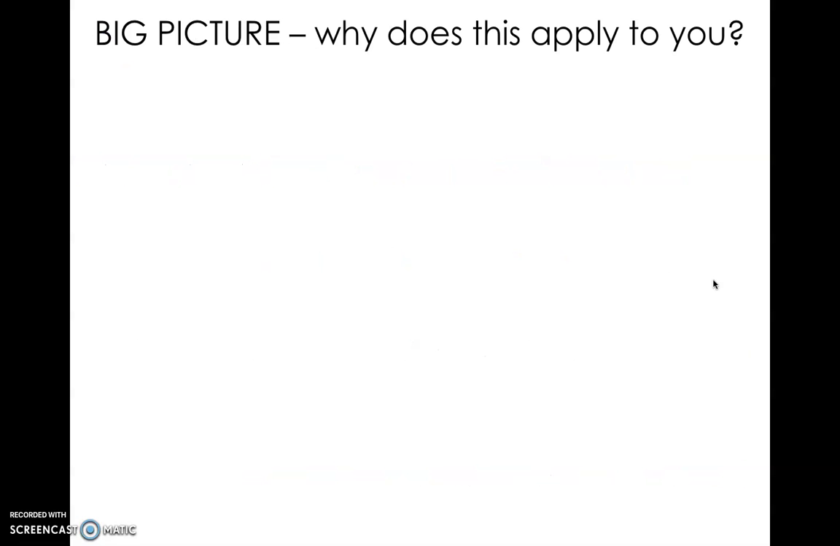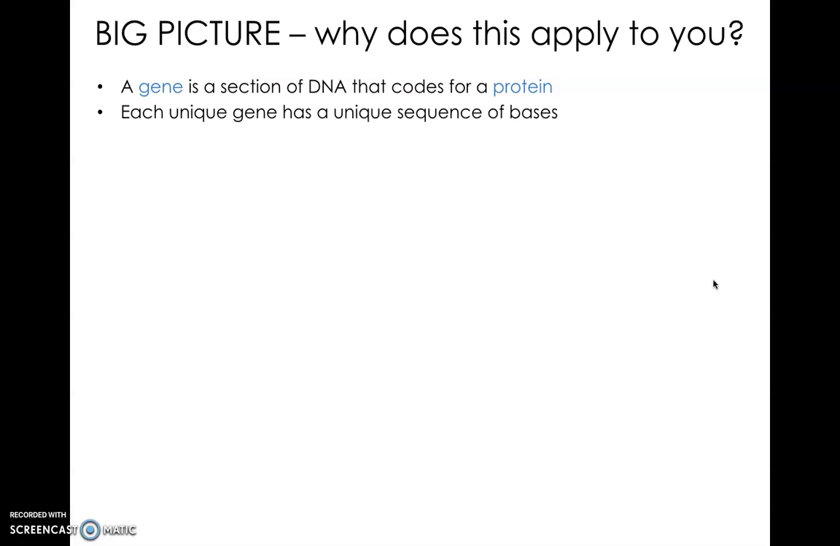Big picture, why is this applying to you? Why are we covering this in class? Well, first of all, let's identify a few vocab terms. A gene, so maybe you've heard this before. A gene is just a segment of DNA. DNA is a long molecule, a big molecule, a macromolecule, and it contains many genes within it. Now, a single gene is just a section of DNA, and that gene codes for a specific protein.